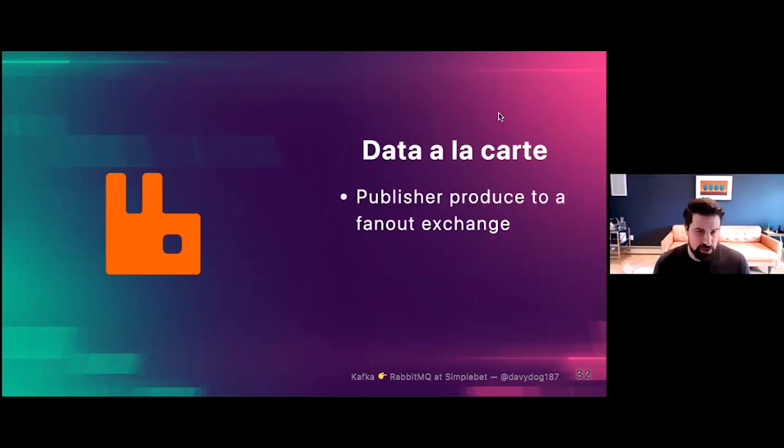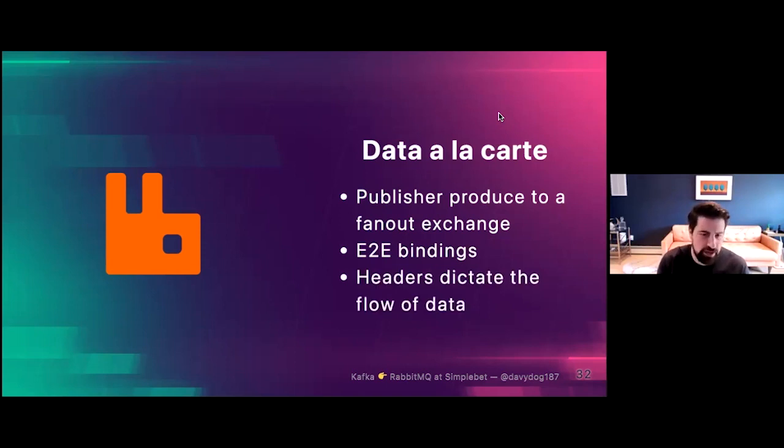So I mentioned this in the architecture before, but serving data a la carte in RabbitMQ is really, really flexible. And that can be done through binding. So we publish to this top-level fanout exchange, and then we use a combination of shovels and exchange-to-exchange bindings to route data. And the headers dictate the flow of that data. And this provides a robust and arbitrary means by which we can decide to filter data. And we can make improvements and tweaks to this over time so that we can customize the routing, filtering, and distribution of our data.